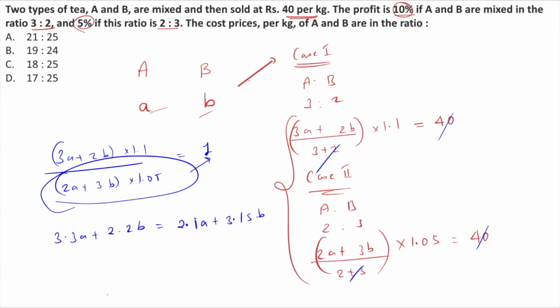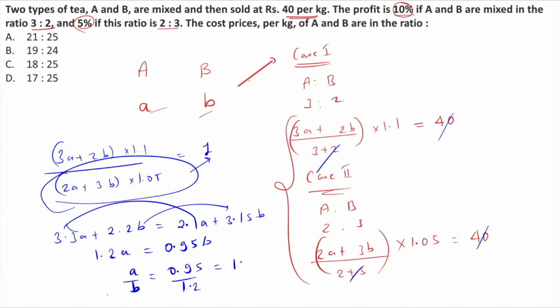So take the like terms together, this on the left hand side, this on the right hand side. 1.2A is equal to 3.15 minus 2.2, which will be 0.95B. Or I get my answer, A by B is 0.95 divided by 1.2. That's 95 upon 120, or you can cancel out 5. It will be 19 by 24.